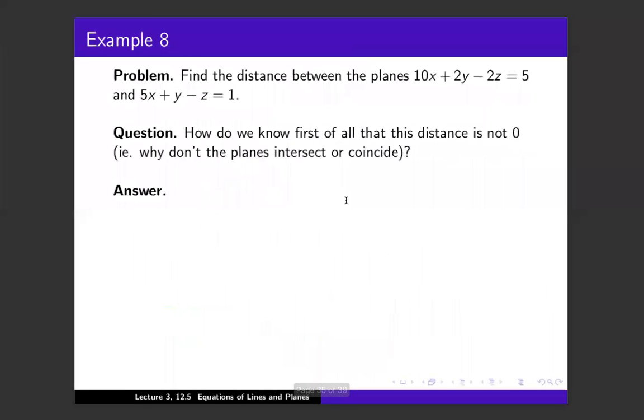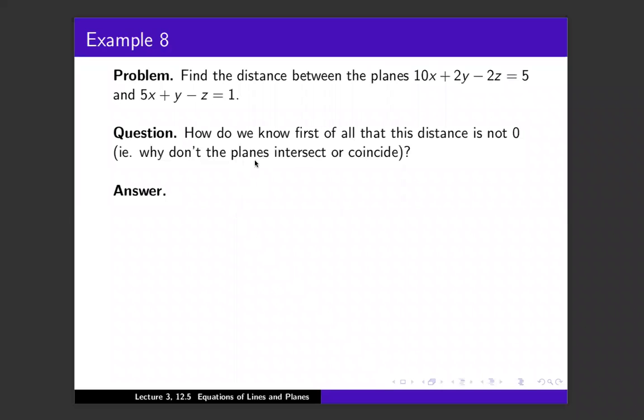Now, what if you want to find the distance between these two planes? So first of all, before we even begin addressing this question, how do we know that we can even talk about this question in the first place? Why is this distance not 0? Why don't these planes intersect or coincide? Can we see the answer to that question?